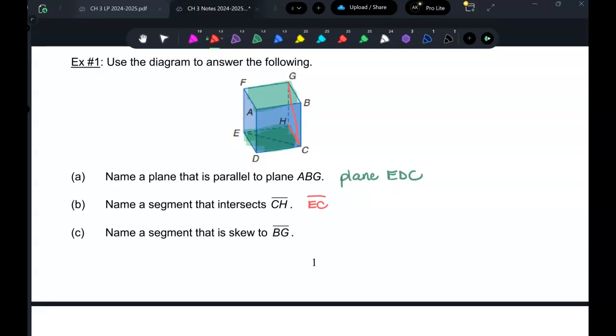Okay, how about a segment that's skew to BG? So here's BG. FE is fine. AD is fine. We got a number. What about DC? Yes. EH? We got a whole bunch. If it's skew, we just want to make sure it's not in the same plane, and that they're not going to intersect each other.